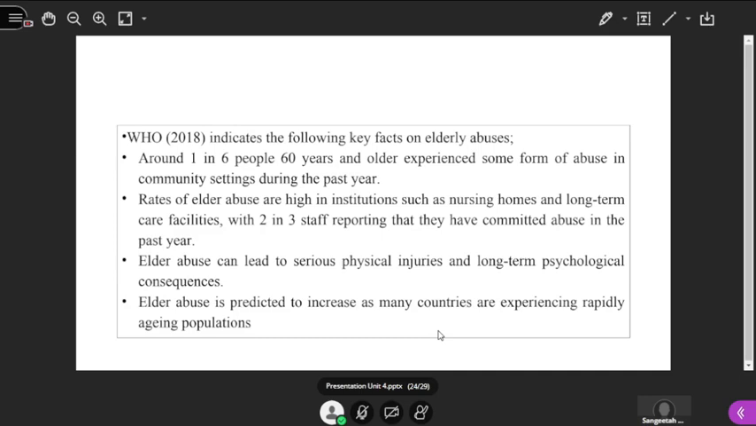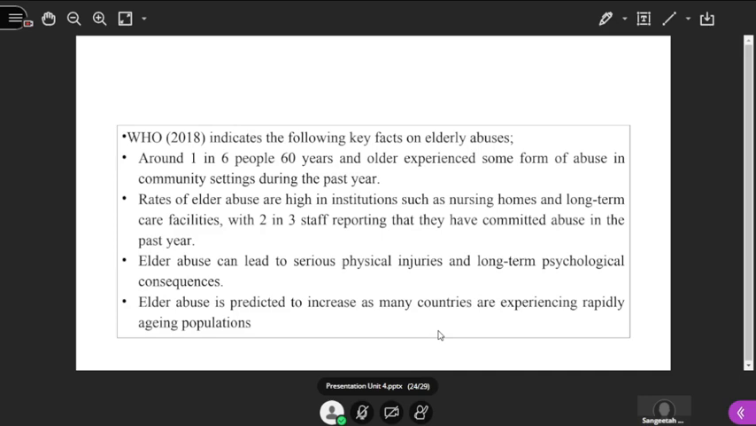Elderly abuse can lead to serious physical injuries and long-term psychological consequences, right? Elderly abuse is predicted to increase as many countries are experiencing rapidly aging populations. So you see, at the start I said elderly abuse is increasing around the world, and it is becoming a big issue.